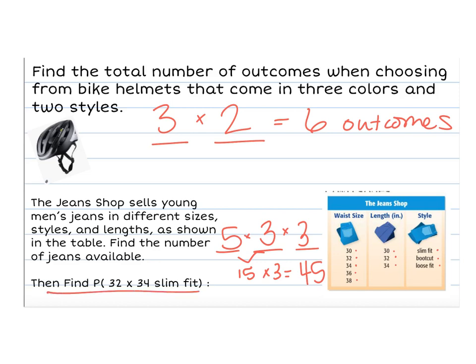Then it says find the probability of a 32, 34 slim fit. Well, since it's picking one of each of those, that's only one outcome out of 45 total outcomes. So you have a 1 in 45 chance that it would be 32, 34 slim fit.